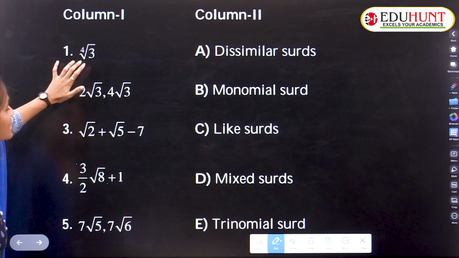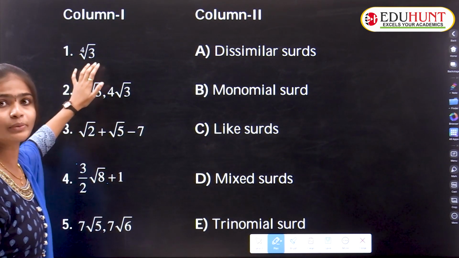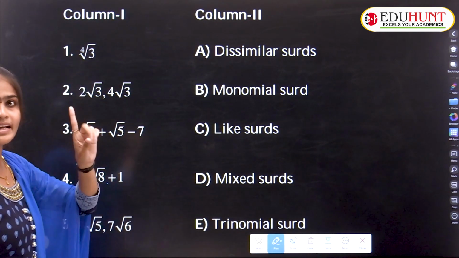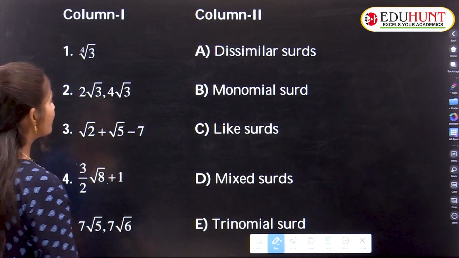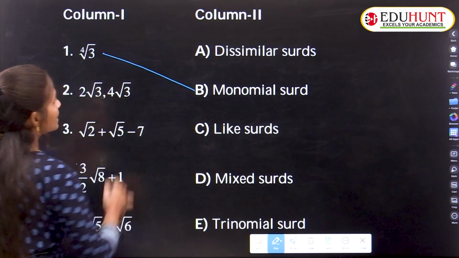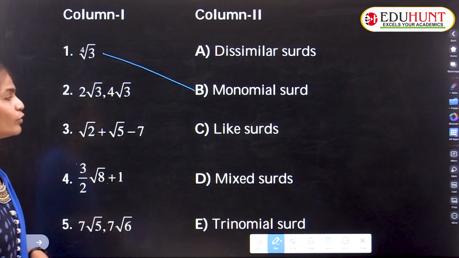So the first surd is having how many terms? This is having only a single term, right? So that's why we will call that one a monomial surd. That is a monomial surd.